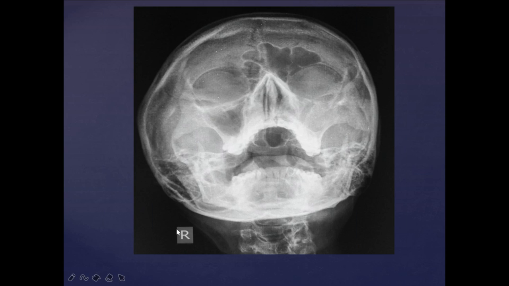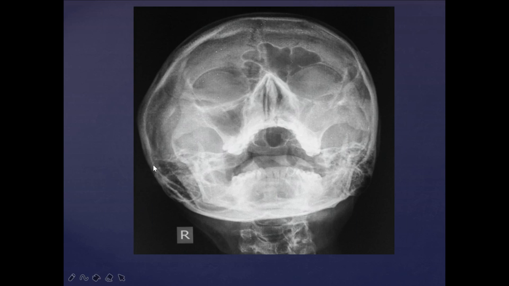So again you should see the marking over the X-ray. This is on the right side. This is over the left side. So if you compare both the sides, maxillary sinus, here you can see the haziness. On left side, left maxillary sinus, you can see the haziness.